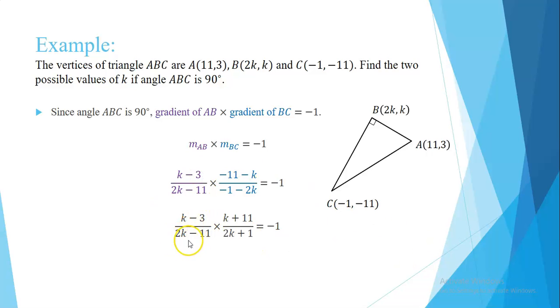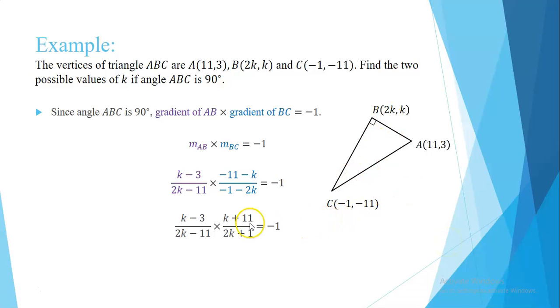So (k minus 3) over (2k minus 11), we're going to keep the same. With the gradient of BC, we can take out -1 as a common factor in the numerator and -1 as a common factor in the denominator, and cancel it out, and that will simplify to (k plus 11) over (2k plus 1). So that's all still equal to -1.